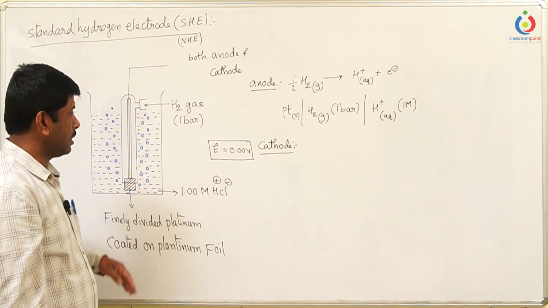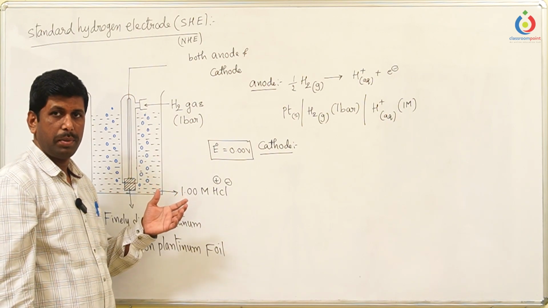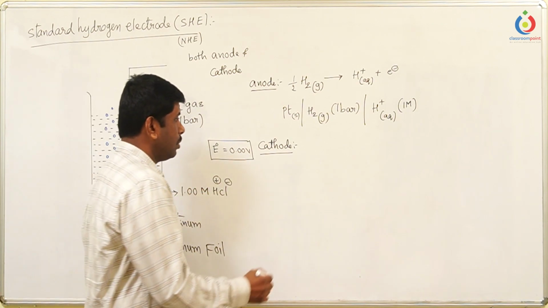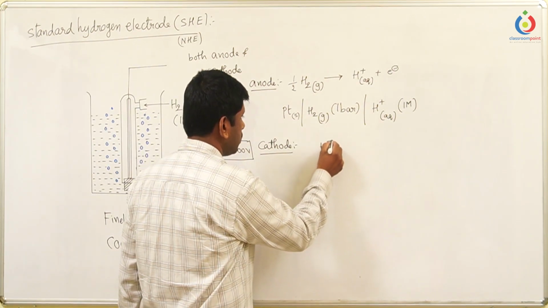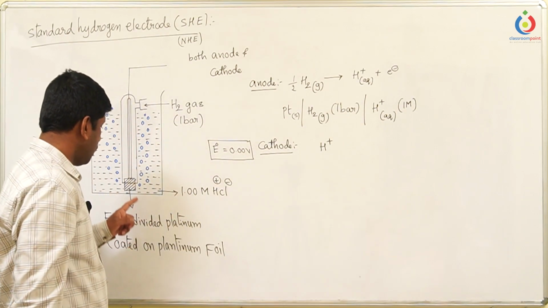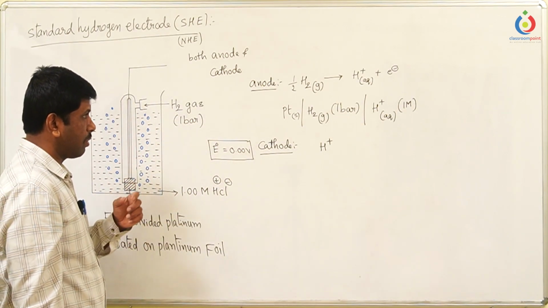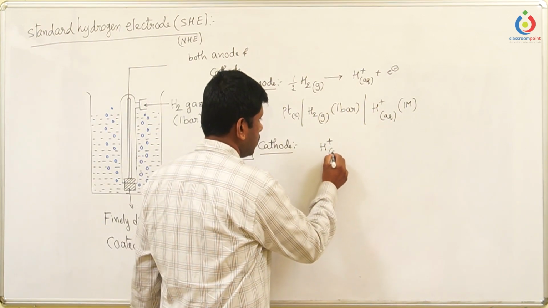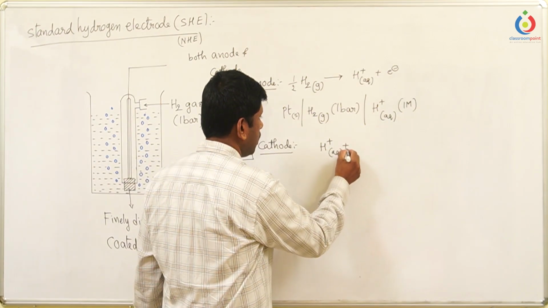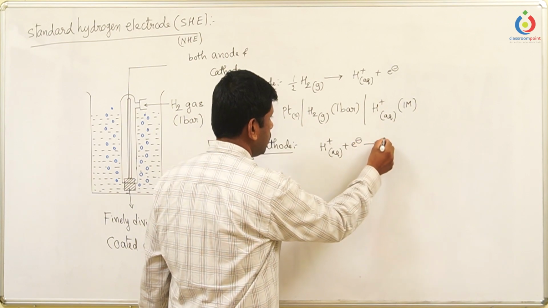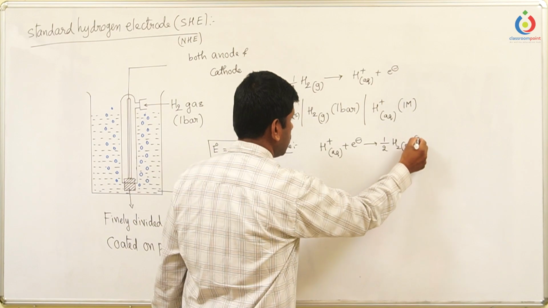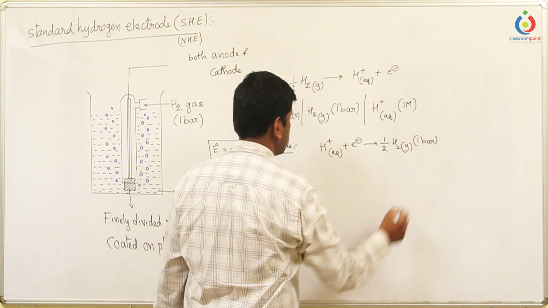When it functions as the cathode, automatically a reduction reaction takes place at the cathode. Reduction of H plus ions takes place. So here H plus ions in aqueous state go to the platinum foil and they get the electrons when it is connected to the other electrodes. Electrons are gained so that half mole of hydrogen gas is released. This is again at 1 bar.